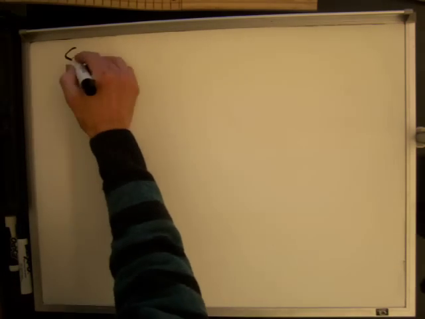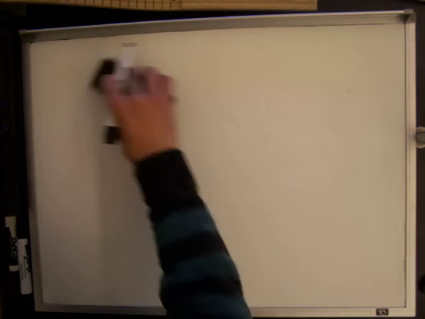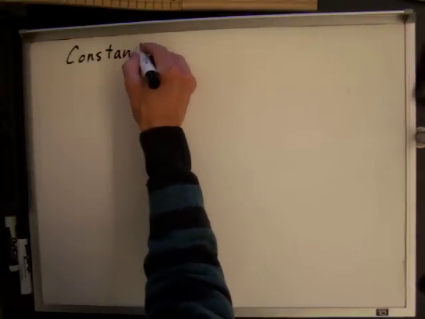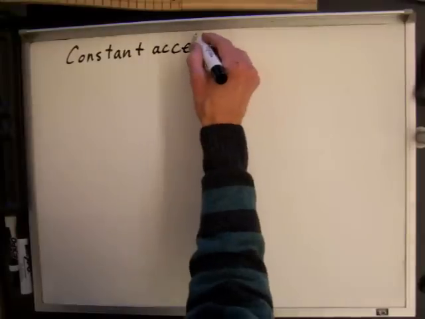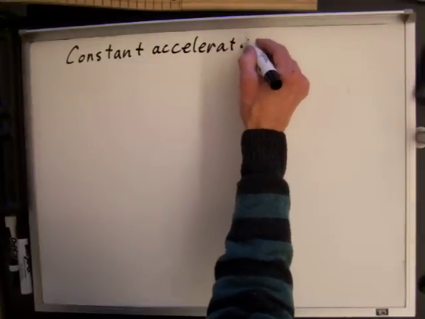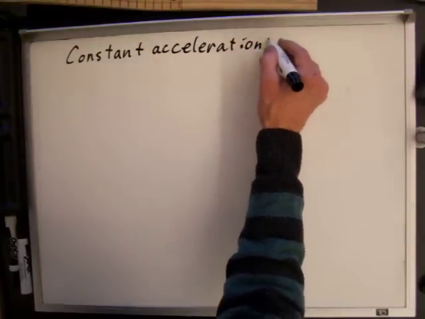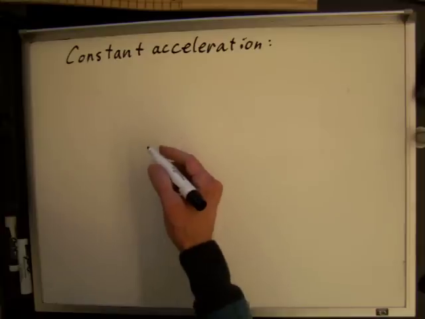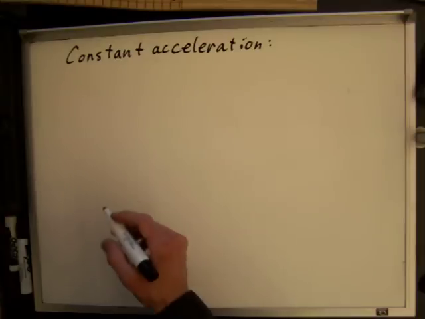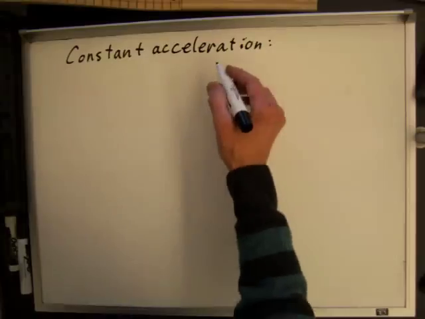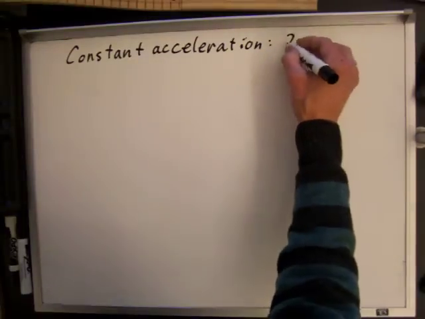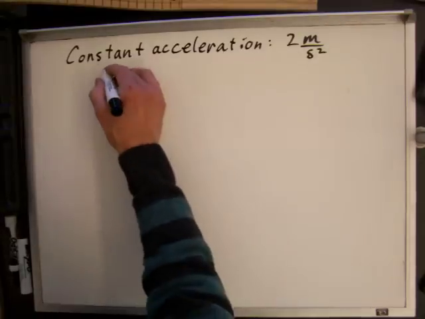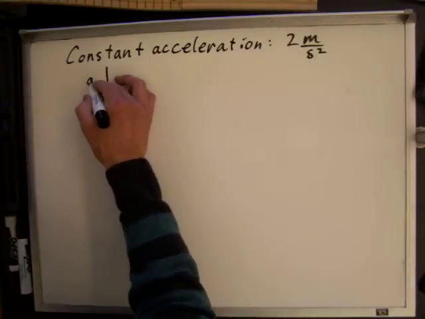So let's suppose you have a constant acceleration. And let's suppose, to make it simple, that the acceleration is 2 meters per second squared. Now I can make 3 graphs here.